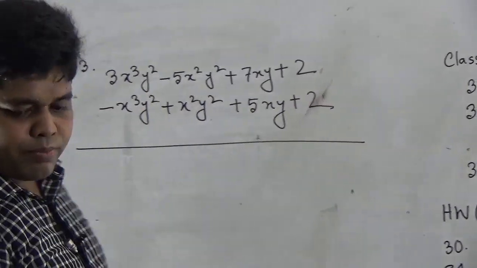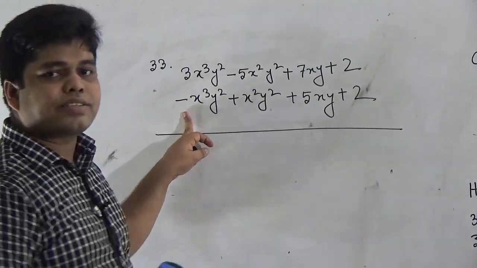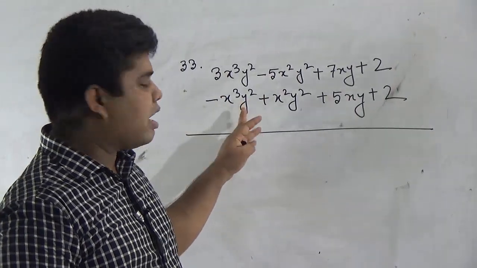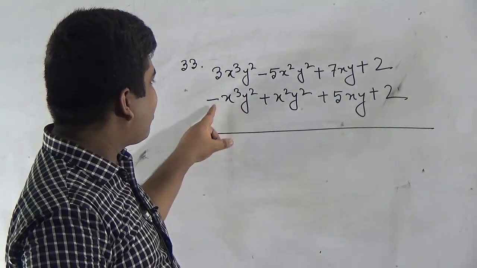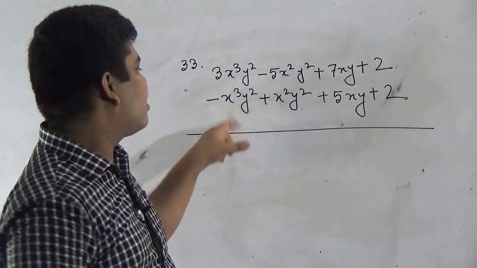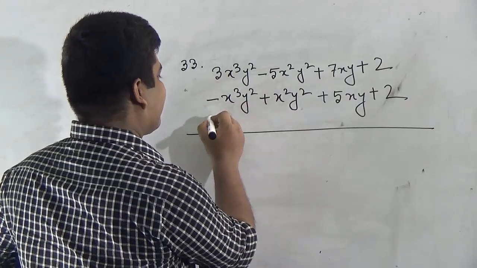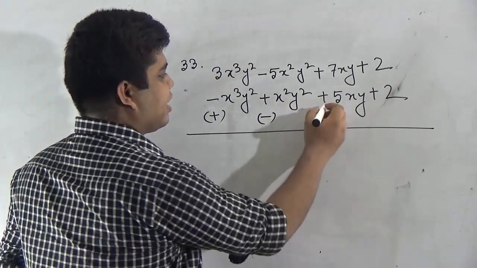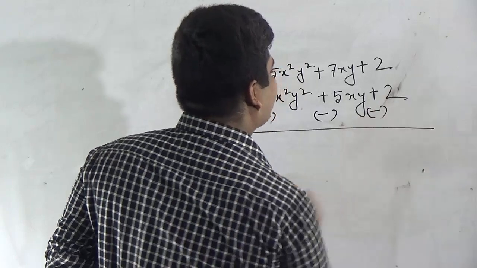My dear students, please notice here we need to change the sign. If a term contains a plus sign, then that will be a minus sign. If a term contains a minus sign, then that will be a plus sign. Then here minus x cube y square, so we write here a plus sign. Here plus sign, it will be minus sign. Here plus sign, it will be minus sign. Here plus sign, it will be minus sign.